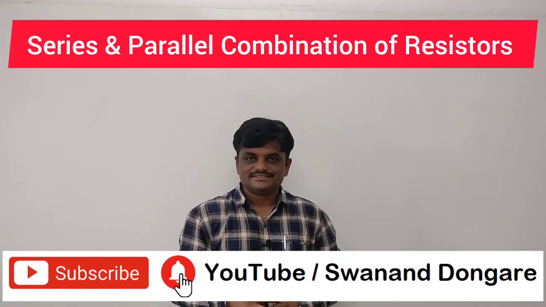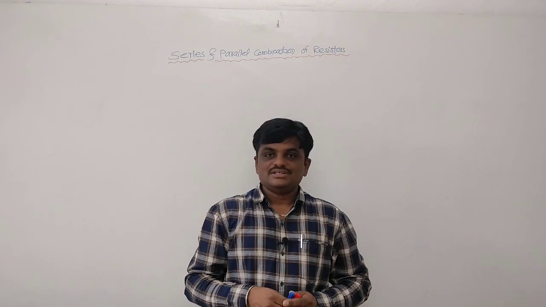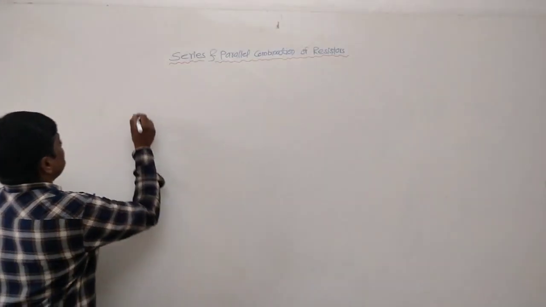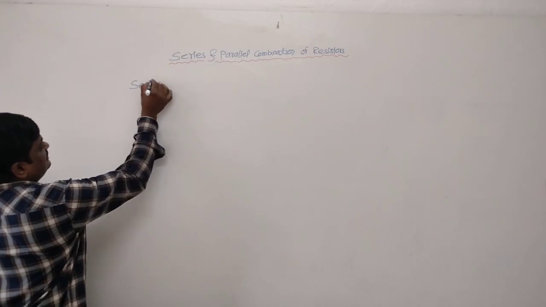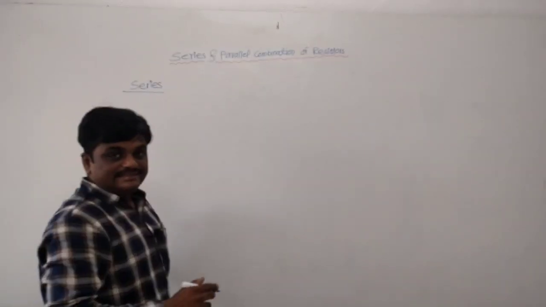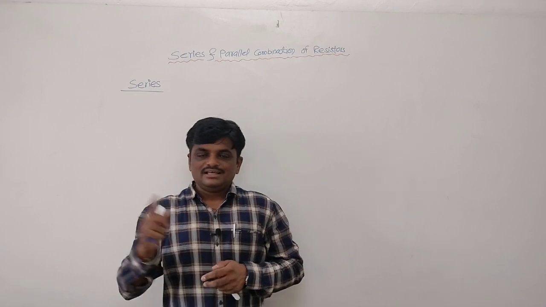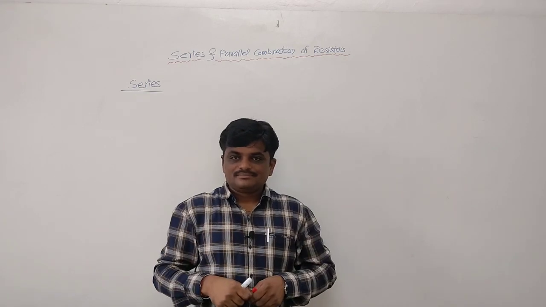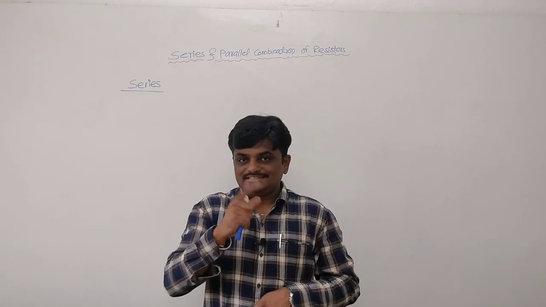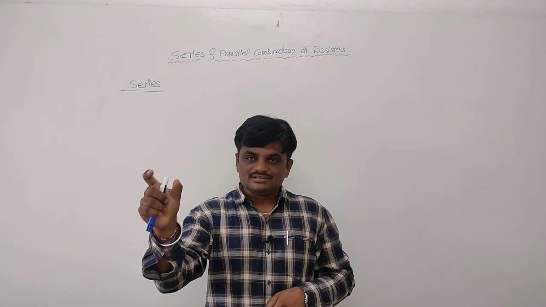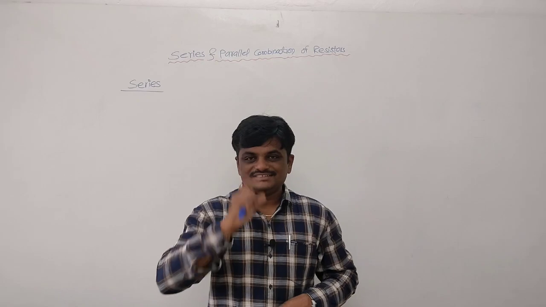In this video we are going to study the series and parallel combinations of resistors. So first let us see what is series combination. As the name indicates, in series combination the resistors are connected in series. Means they are connected one after other such that the current flowing through all resistors is same while the voltage or the potential appearing across each resistor is divided.